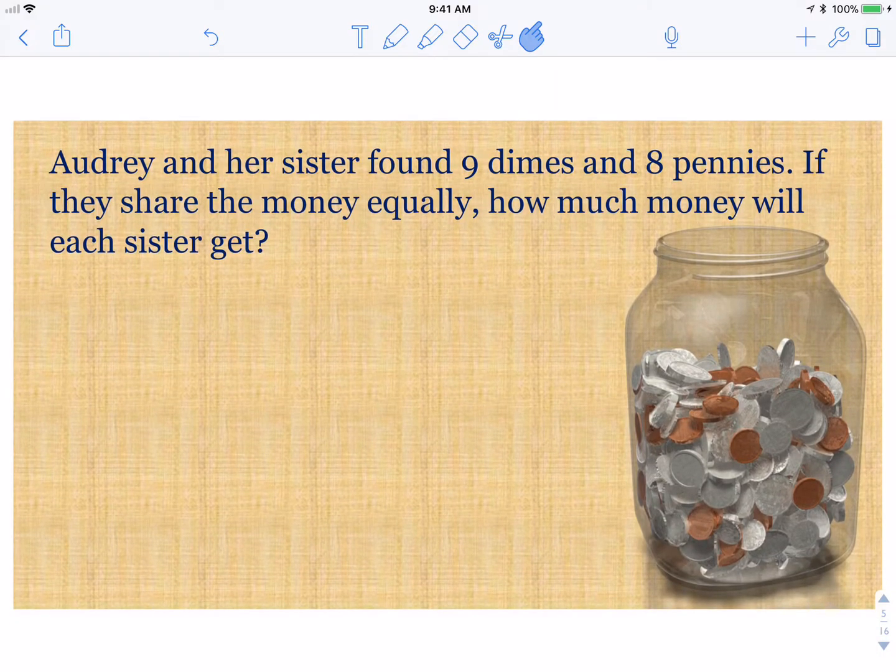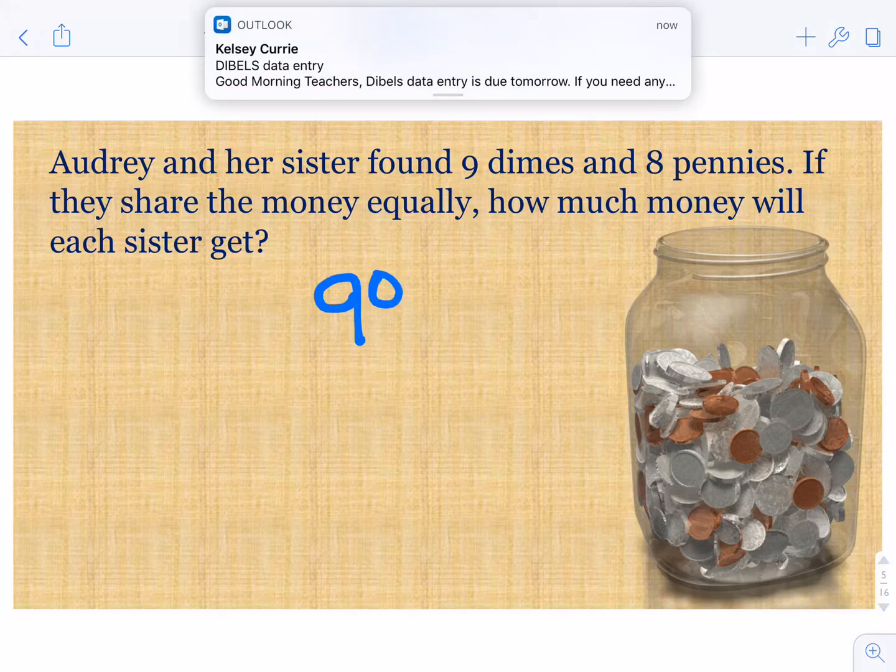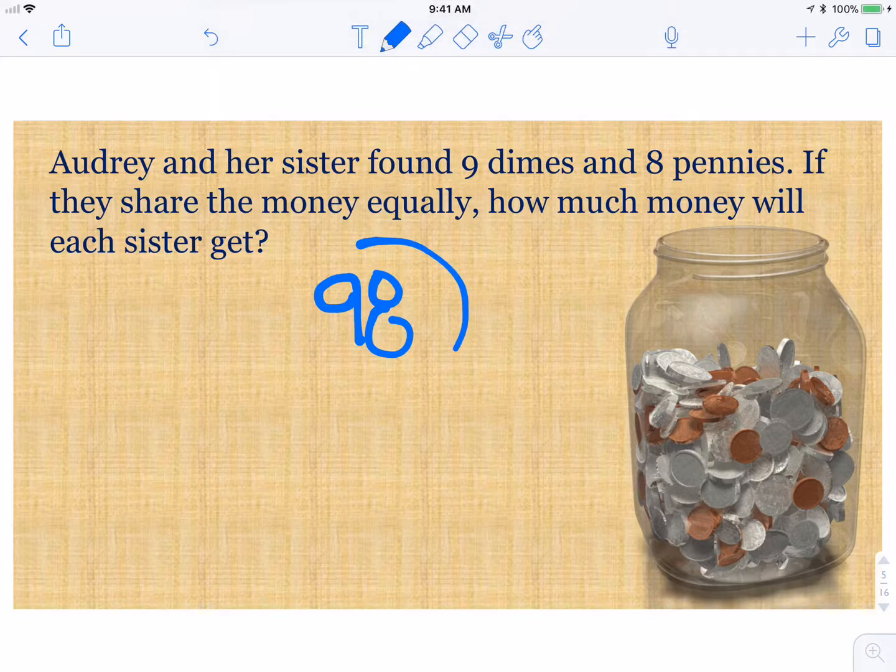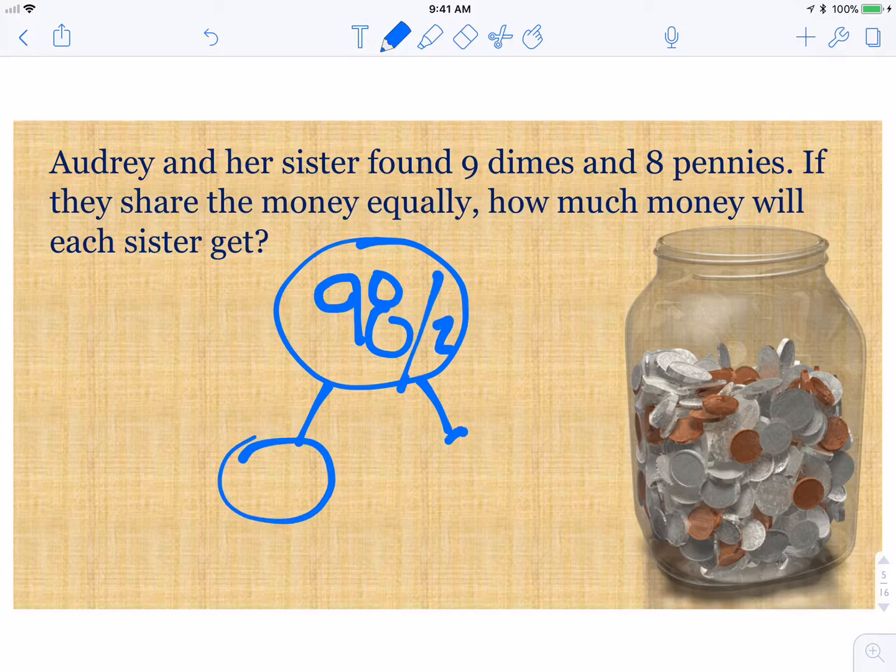Audrey and her sister found 9 dimes and 8 pennies. If they share the money equally, how much money will each sister get? Well, how much money is 9 dimes and 8 pennies? $0.98. Okay, we're dividing by 2 because we have 2 sisters. Go ahead and solve the rest on your own. How much money did they each get?